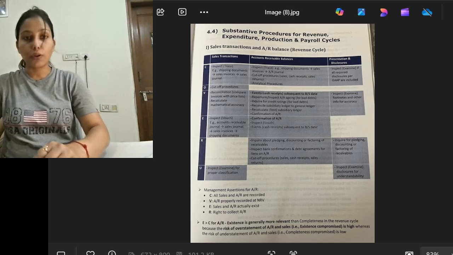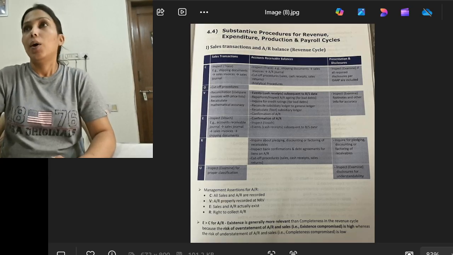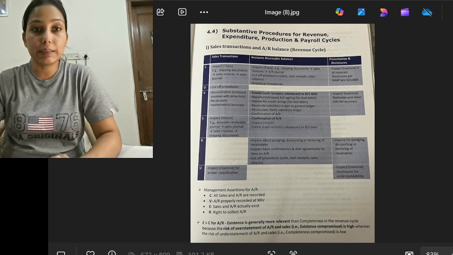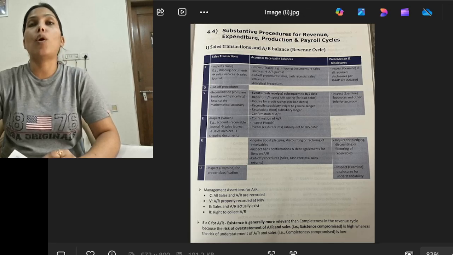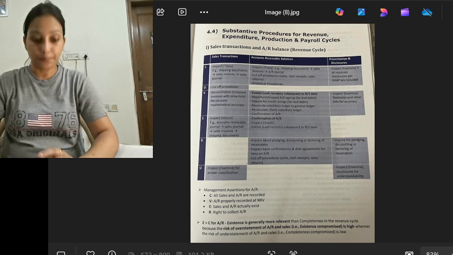And then the disclosure for understandability, like disclosure of credit, dues, bad debts, and provision for bad debts. We check whether all this proper disclosure has been given or not. We also check whether the company's policy against bad debts and the company's policy against old dues is mentioned or not.